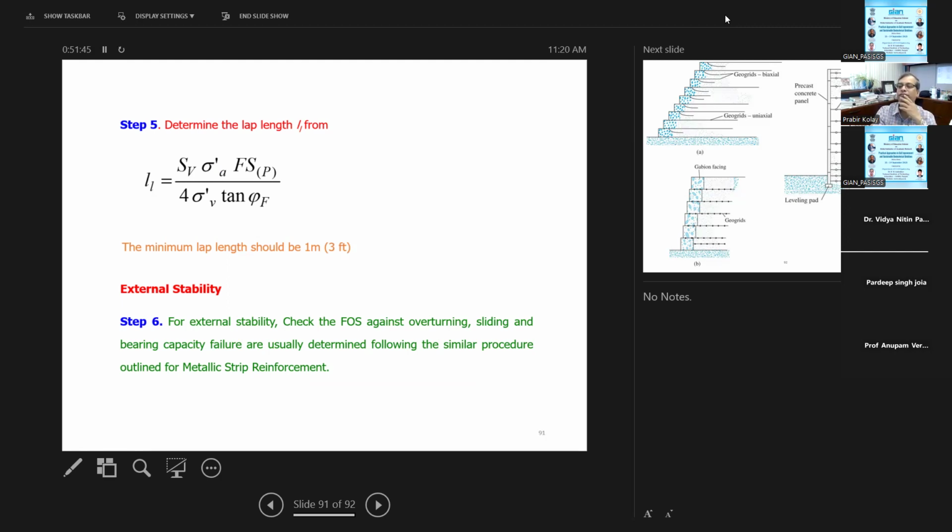Sir, there is one query in the chat box. In which field are cotton geomats used? Okay, cotton is not very common. I know that people use it for temporary purposes, like bamboo mat or jute geotextiles sometimes. And it's very rare. People don't use it much.